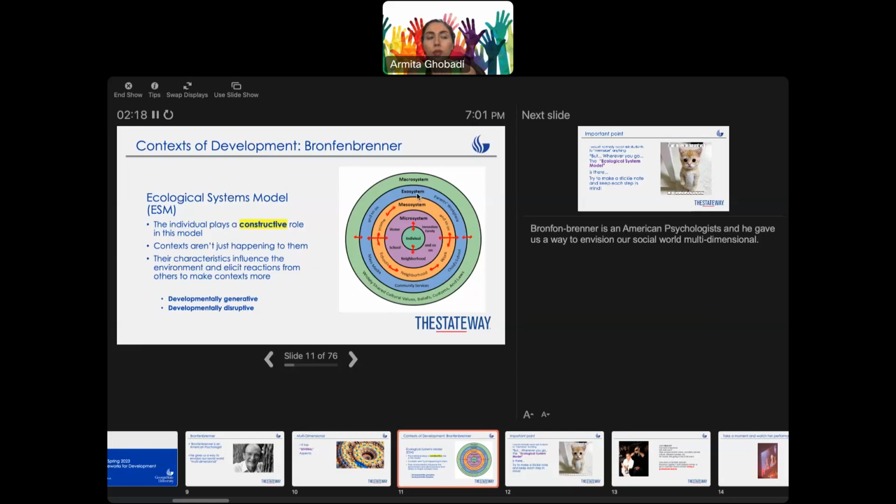If you are going to a school that is relevant to a specific religion, for example a Catholic school, definitely your values are going to be different from another person's. That's the exosystem. Then comes the macrosystem. You as an American have different values compared to me, and that makes us different based on the macrosystem, like the country or the community that you are growing up in. This is all about the layers.